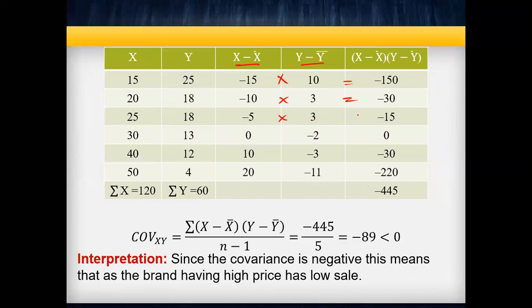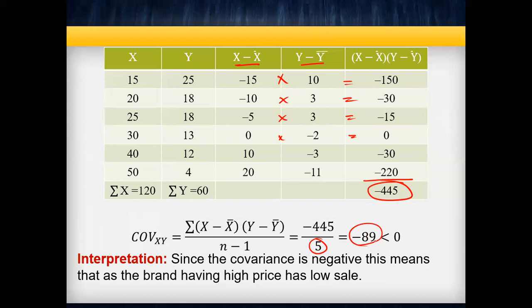Multiplying minus 5 and 3, we get minus 15. 0 multiplied by minus 2, we get 0. And in this way, we get the products. Adding all of them, we get the sum. The sum is minus 445, divided by n minus 1, which is 5. So we get a negative answer, minus 89.